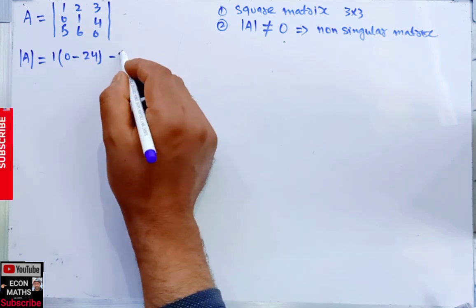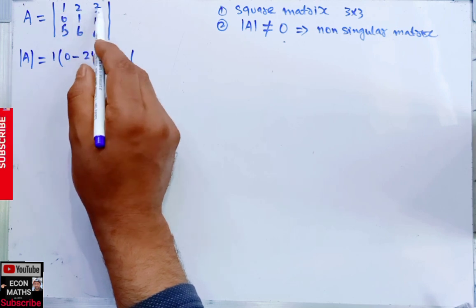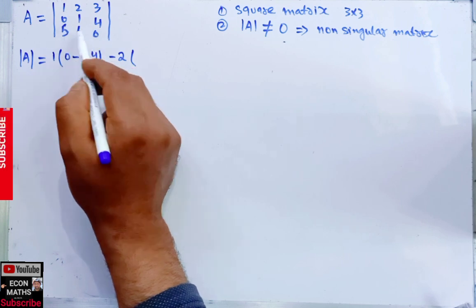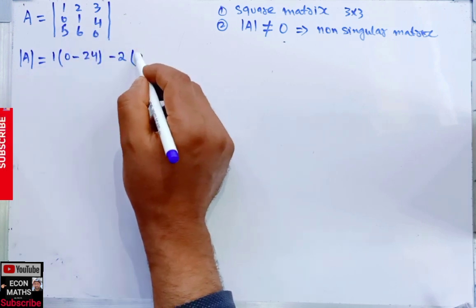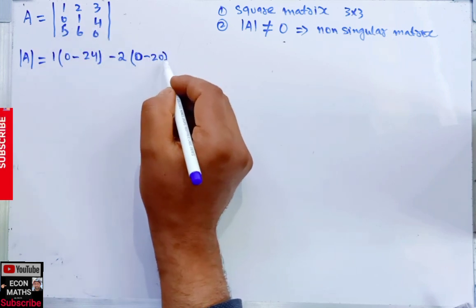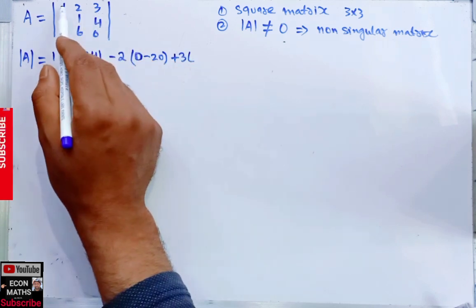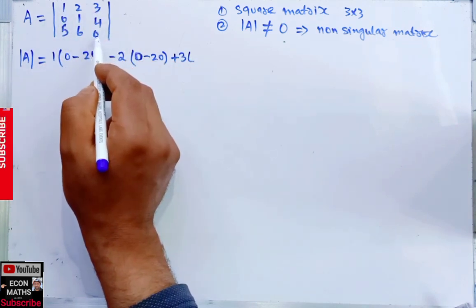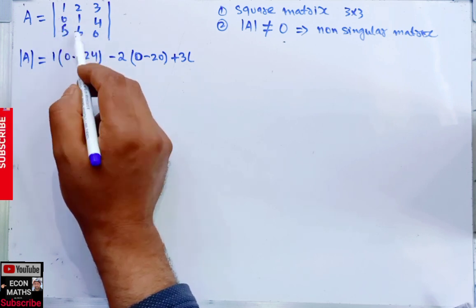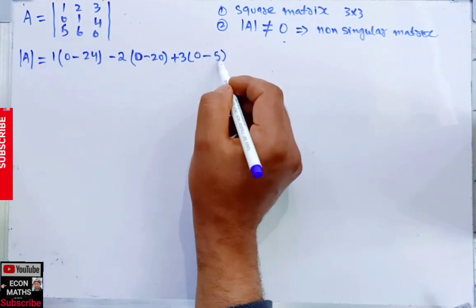Now here it is minus 2. Delete the row and the column of this 2 and take the determinant. Here it is 0 times 0, that is 0, minus 5 times 4, that is 20, so I will write 0 minus 20. Now plus this 3. Delete mentally the row and the column in which the 3 appears, then the determinant here is 0 times 6, that is 0, minus 5 times 1, that is 5.